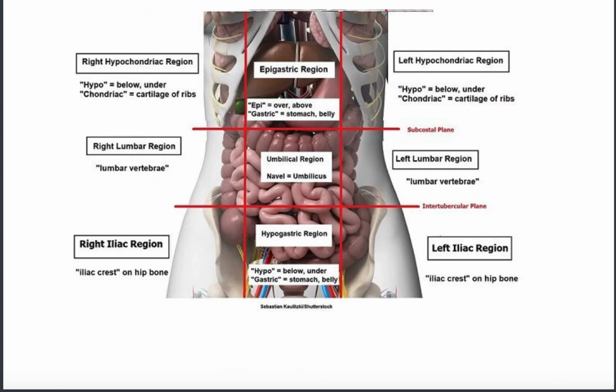Okay, so tricks for remembering the names. The right and left sides basically mirror each other. So there is a term for upper right or left, middle right or left, lower right or left.